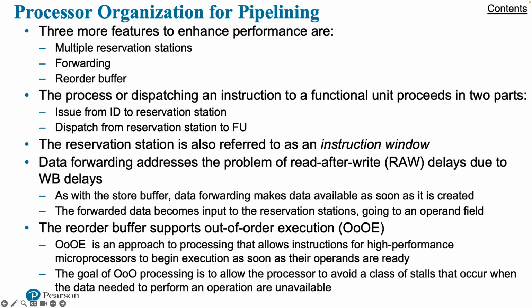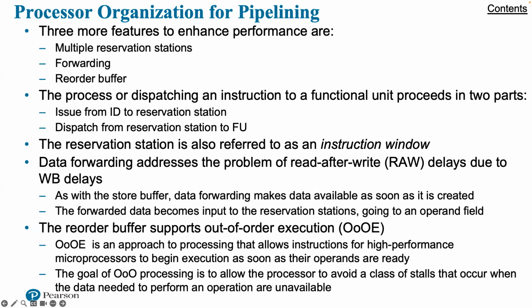Data forwarding addresses the problem of read after write delays due to WB delays. As with the store buffer, data forwarding makes data available as soon as it is created. The forwarded data becomes input to the reservation stations, going to an operand field.